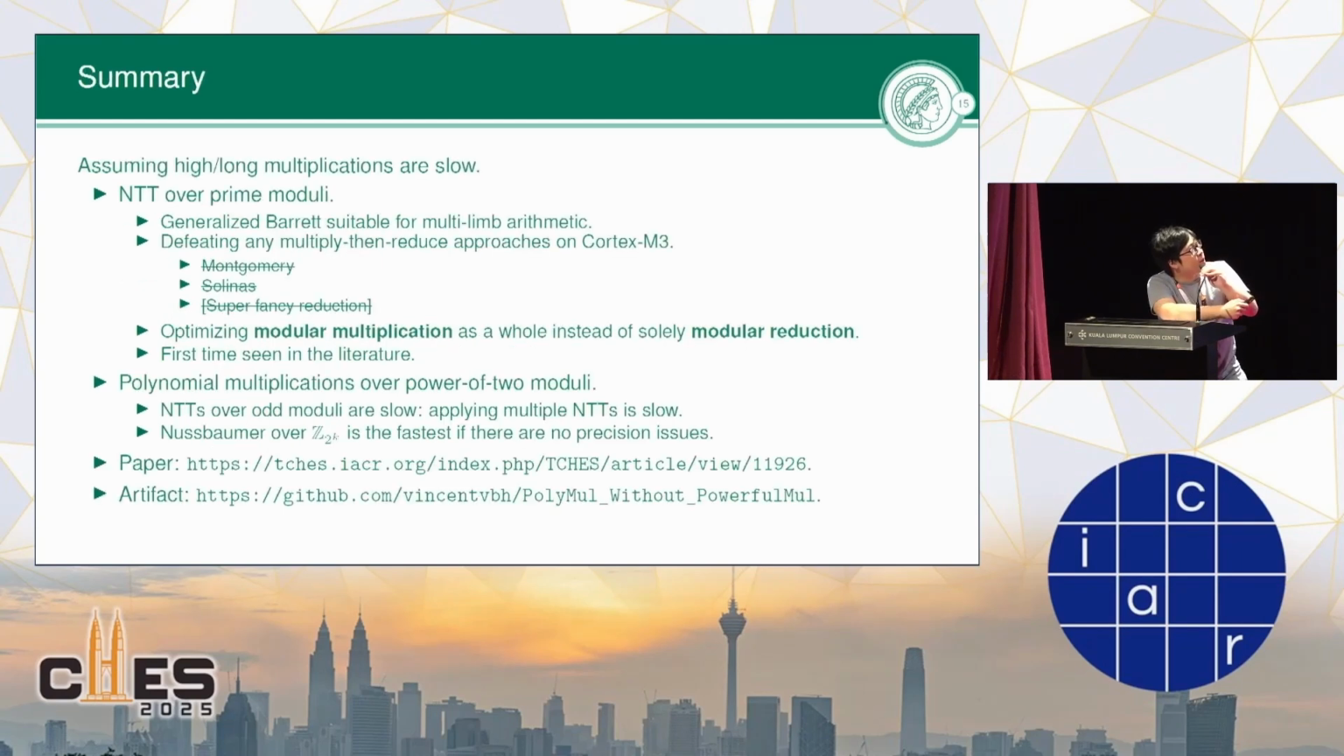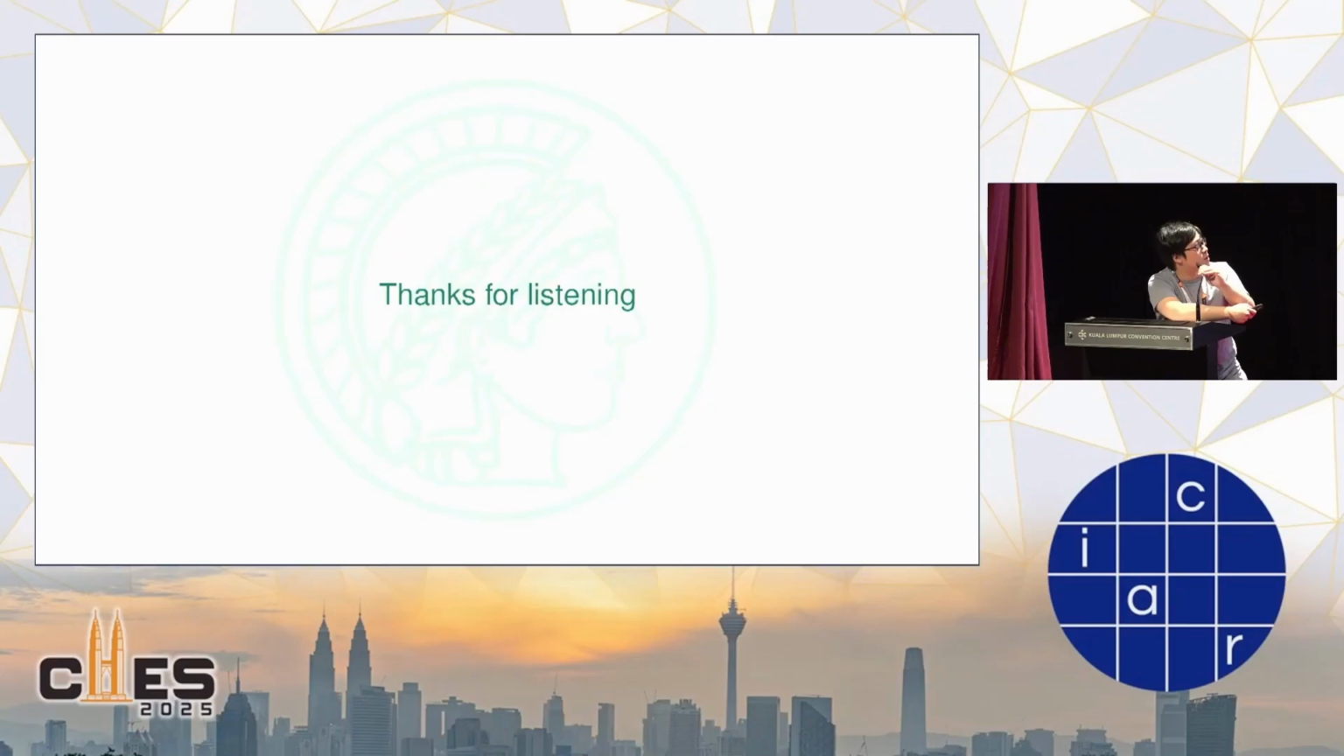To summarize a bit, for the NTT-friendly prime case, we propose to generalize Barrett multiplication suitable for multi-precision arithmetic. As for the power of 2 case, we propose to apply Nussbaumer over the coefficient ring. You can check out the paper for more details and also the artifact if you want to try out how it actually works. Thank you for listening.